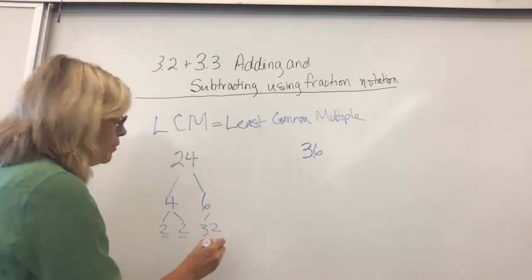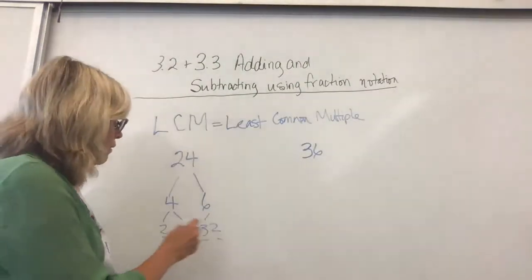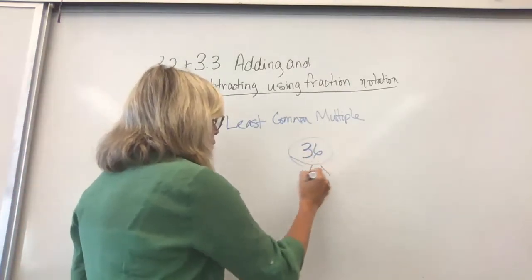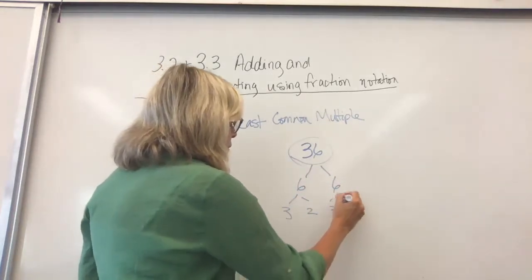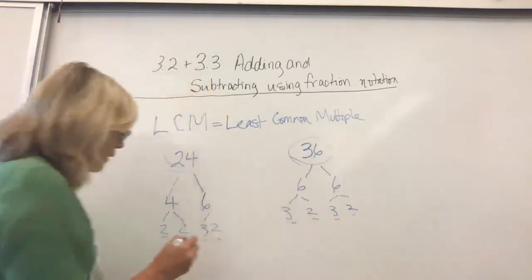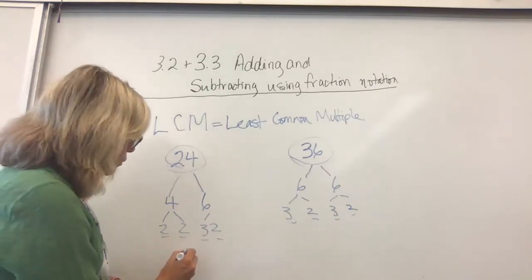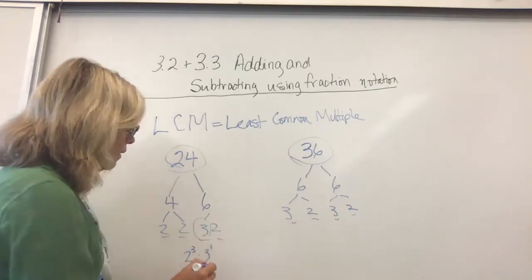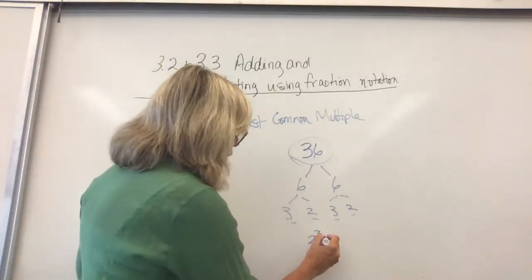So here, these four numbers multiplied together give you 24, and they are the lowest numbers, the prime numbers that are affiliated with this big number. 36 is something similar. It's 6 and 6, which is 3 and 2, and 3 and 2. Now, if you write this out, 24 has three 2's, so that means it's 2 to the third times 3 to the first. And over here, you have 2 squared times 3 squared.